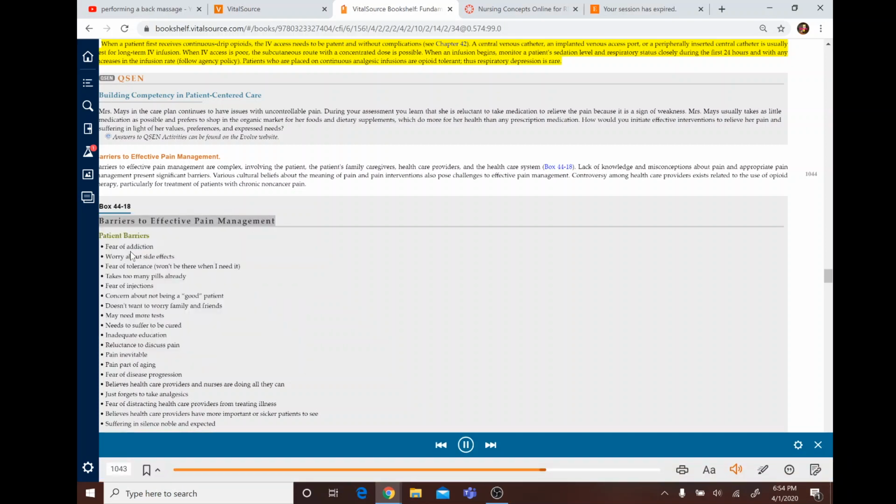When an infusion begins, monitor a patient's sedation level and respiratory status closely during the first 24 hours, and with any increases in the infusion rate, follow agency policy. Patients who are placed on continuous analgesic infusions are opioid tolerant, thus respiratory depression is rare.